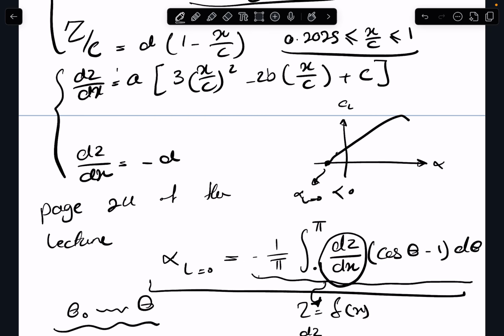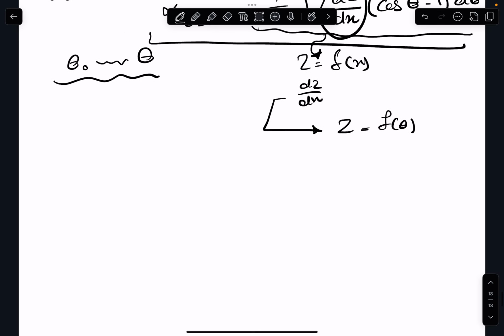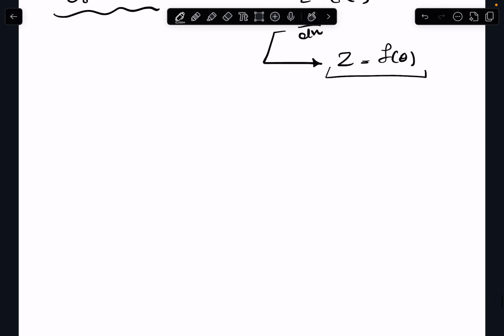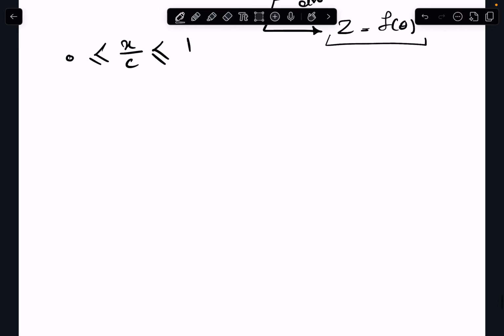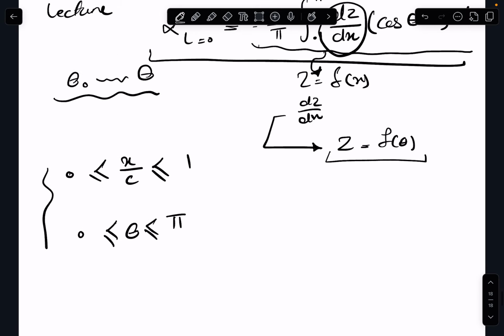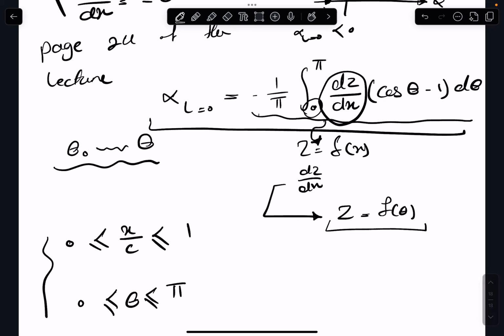We are ready to go to a system of z as a function of theta. Let's look at both values of x over c. We know that x over c is always between 0 and 1, and we want to change this whole equation to a theta that is always between 0 and pi. Okay, that's just by definition.